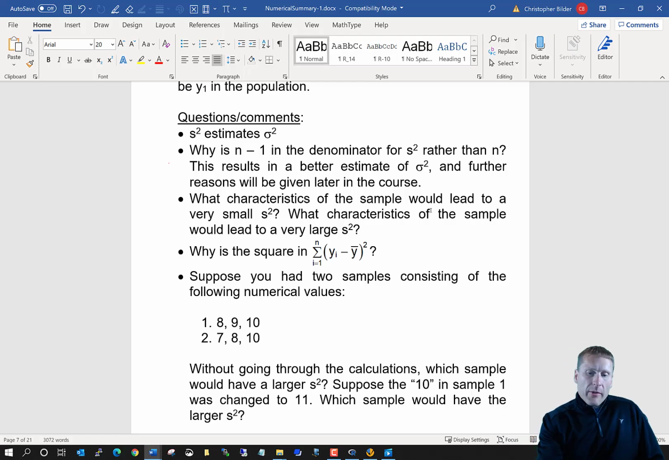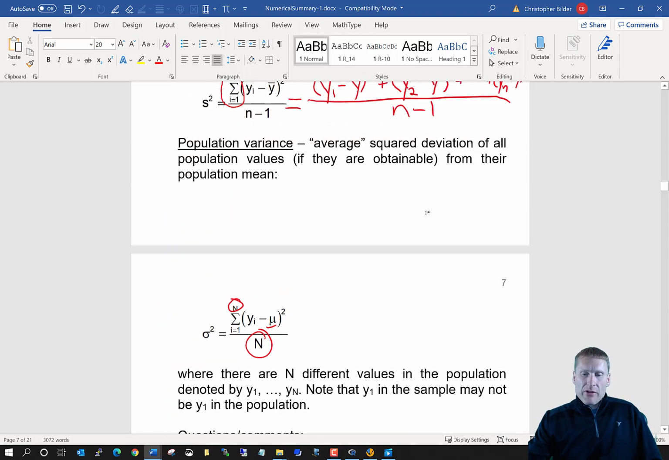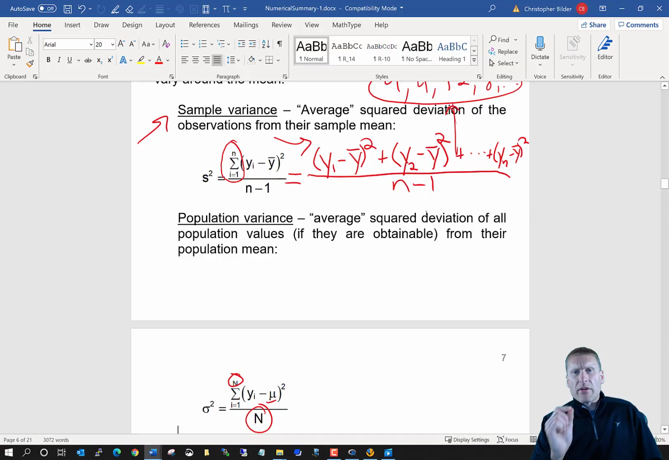So we have already talked about the second comment here. Let's talk about the third one. What characteristics of the sample will lead to a very small s squared? What characteristics of the sample will lead to a very large s squared? Well, that's a good set of questions to help you get an intuitive understanding of what this measure is.